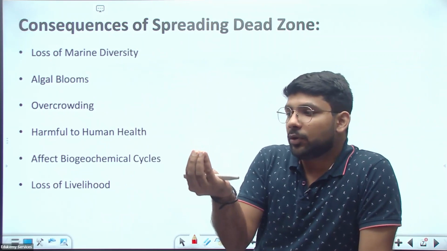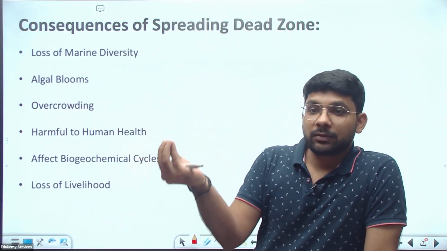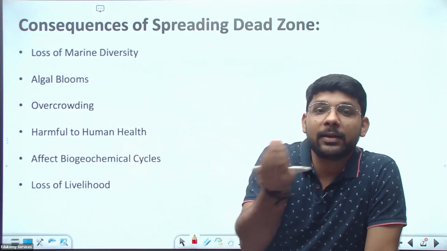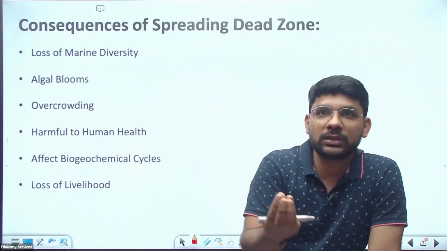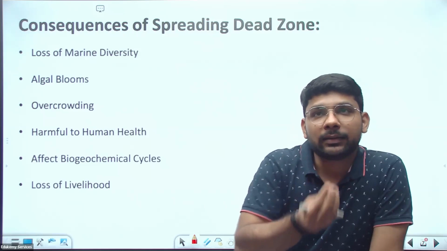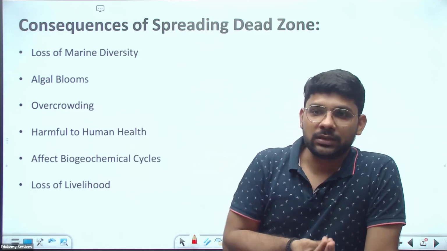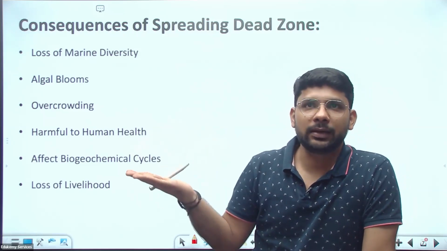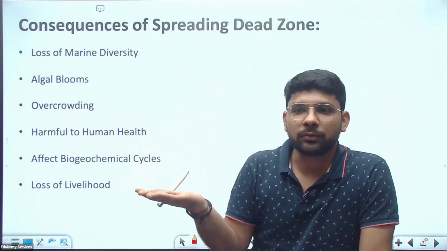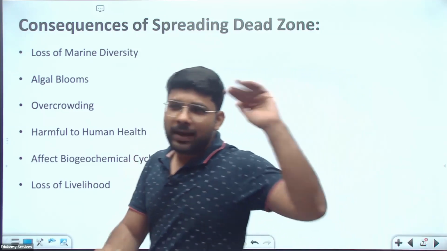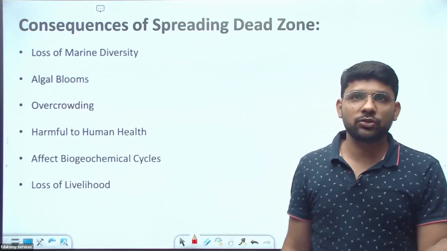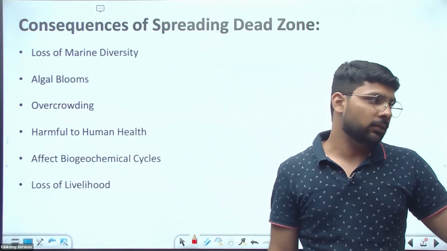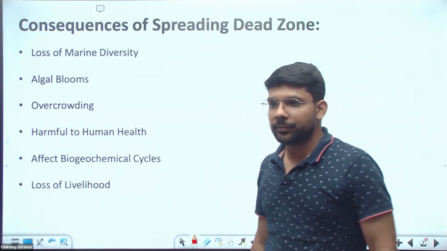Economic consequences, because the fishermen's wealth is completely dependent on fishing. If the area has a lesser amount of oxygen, it has dead fish. So their business is going away because of the dead zone. So you need to specify multiple dimensions. What can be the consequences of the spreading of dead zones? So you need to write that here.